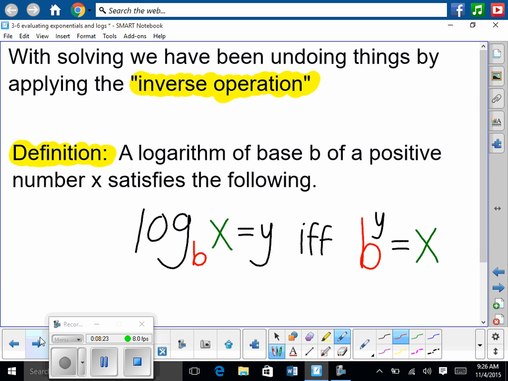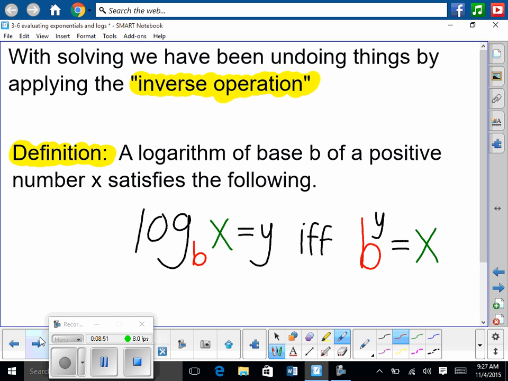Okay, so here we go. Here's the definition of a logarithm. A logarithm of base b of a positive number x satisfies the following. I just told you that logs and exponentials are inverses of each other, so this is what you'll want to write down. We might have something of the form log to the base b of x is equal to y, and that's if and only if. IFF is a mathematical symbol. It means if and only if.